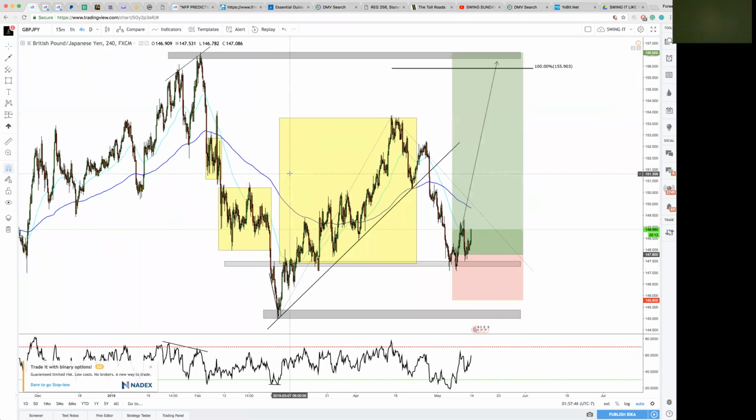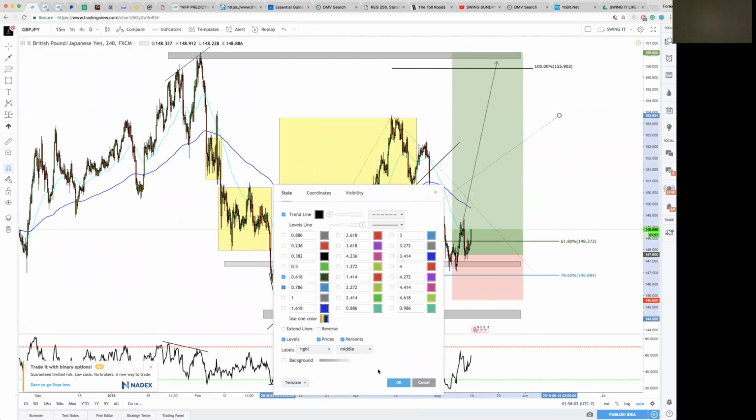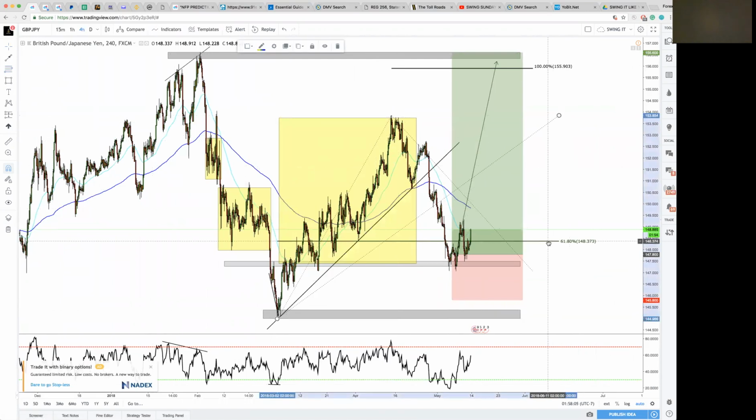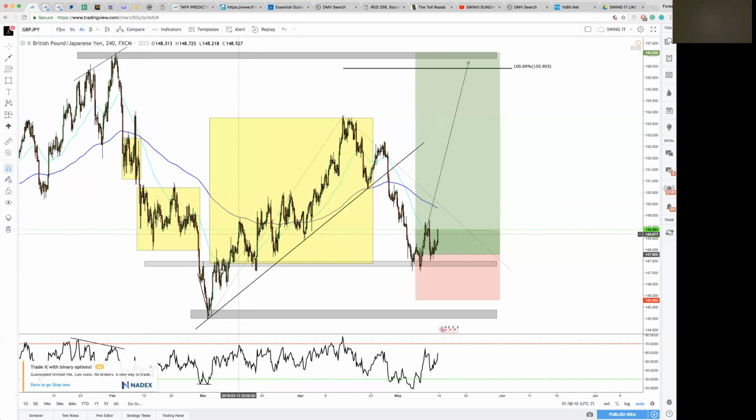All right, GBP JPY. GBP JPY is a funny story. Right here is basically on the fib level. I think this is 78.6. No, it was a 61.8. But right about here, basically the price consolidated from here to here, and then the impulse and the consolidation happened here. This was the second level, but at the same time, when the trend line broke, everything went south.